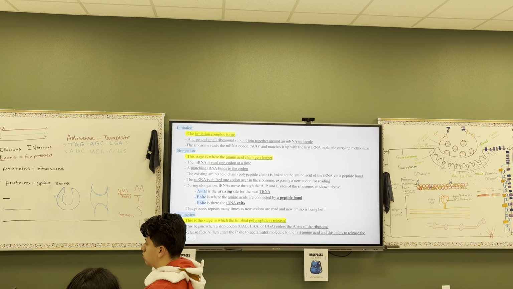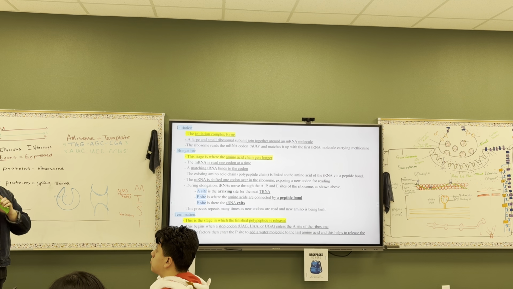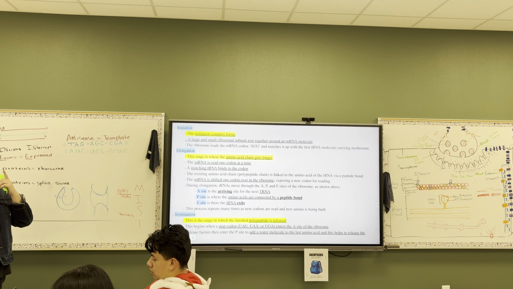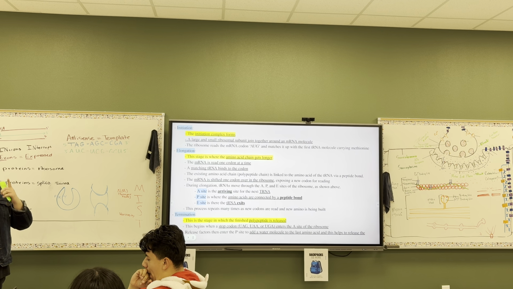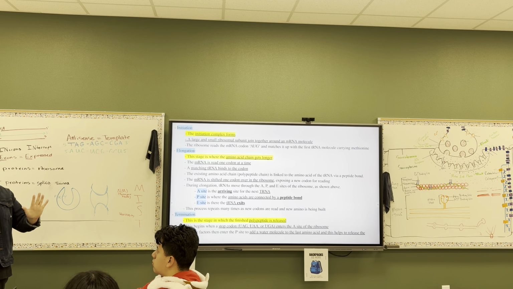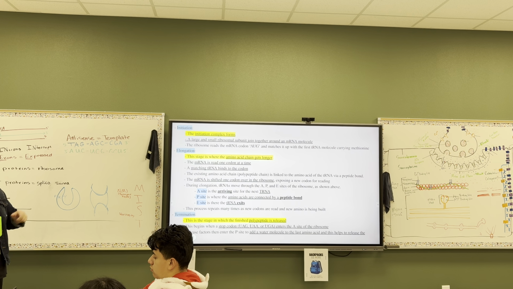What's initiation mean again? It means it starts. Elongation means to get longer. But remember, in transcription, what are we making longer? In transcription, mRNA. But in translation, the polypeptide chain, the protein. And then the last step is termination, which means to stop. But again, in transcription, it was the terminator sequence, but it'll be a little bit different here.